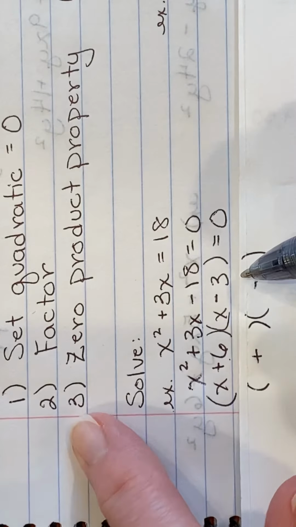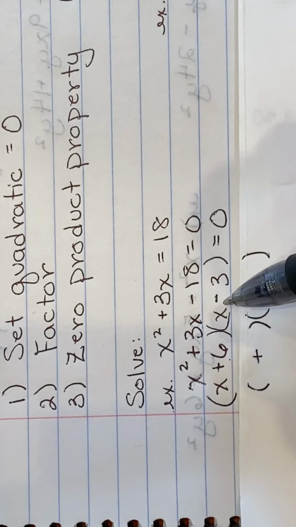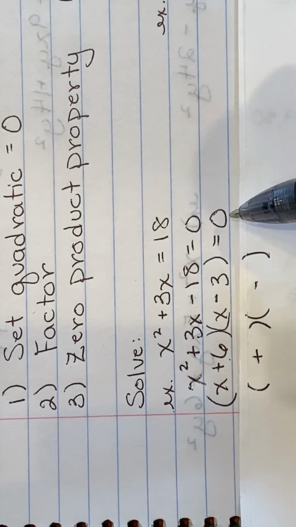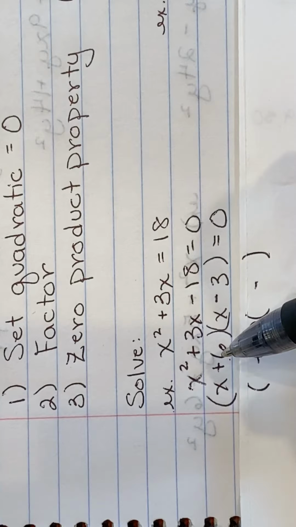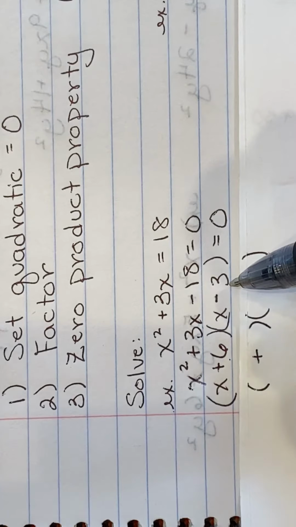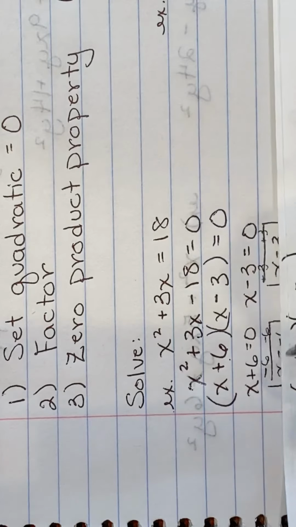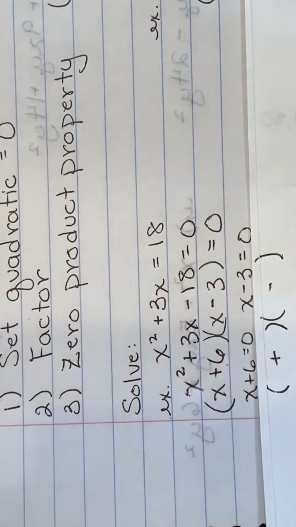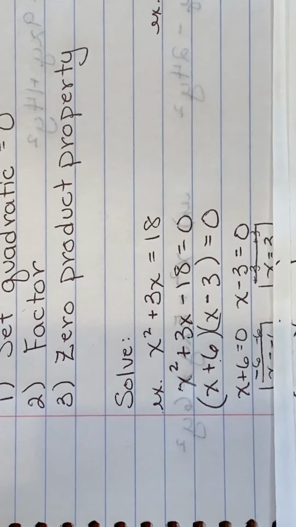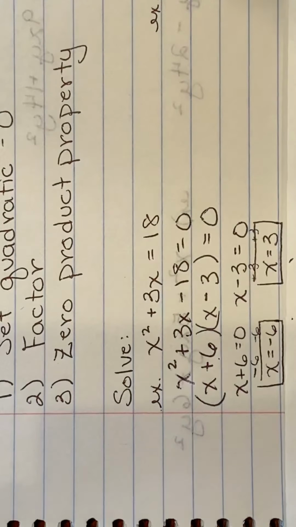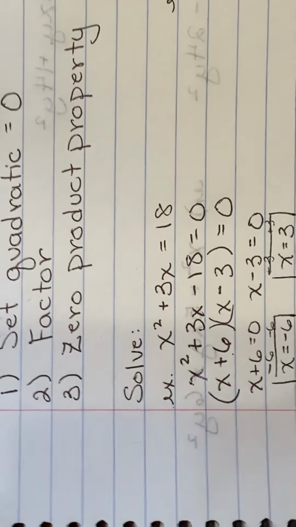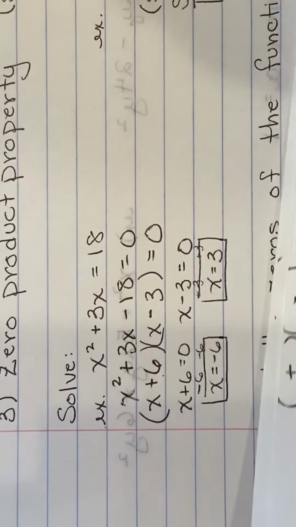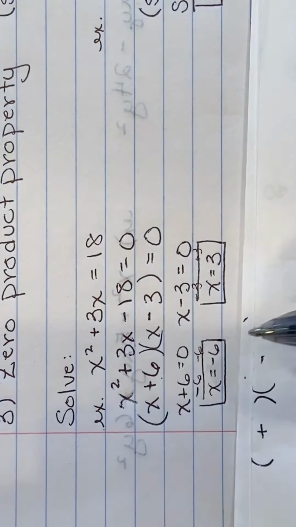The zero product property says if the product of two numbers is equal to 0, then either the first factor equals 0 or the second factor equals 0. So we set each factor equal to 0, and then we solve these mini little equations here. So if x plus 6 is 0, that means that x is equal to negative 6. And if x minus 3 is equal to 0, x would equal positive 3.